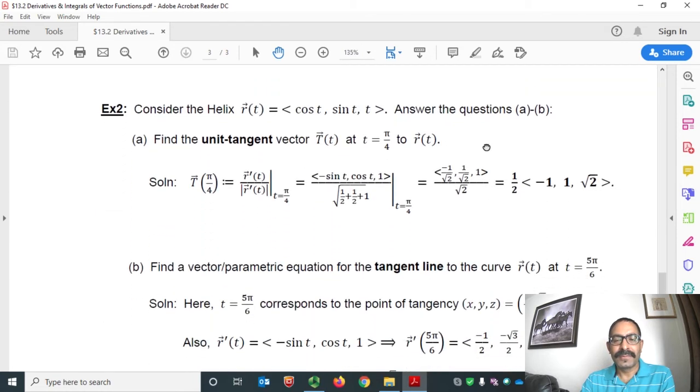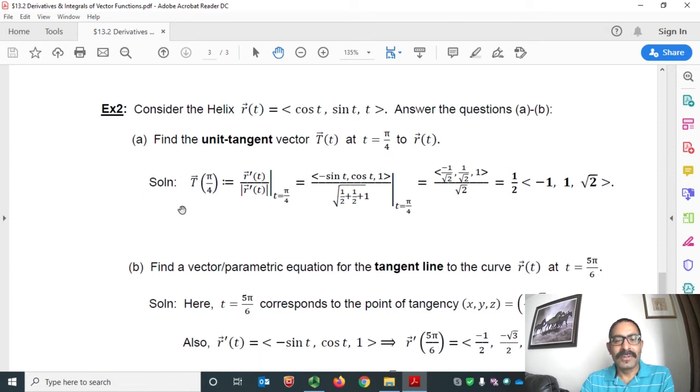Example 2. Consider the helix r(t) equals (cosine t, sine t, t) and answer questions A and B. Find the unit tangent vector of r(t) at t equals pi over 4.